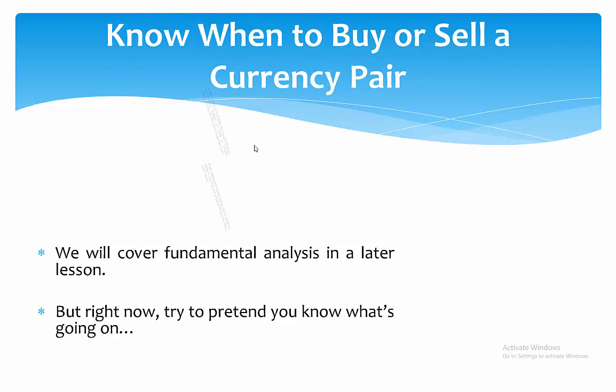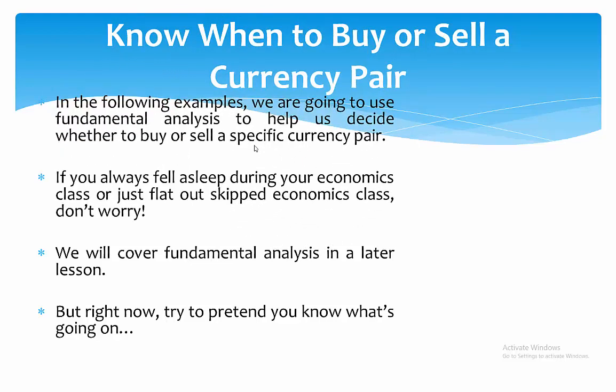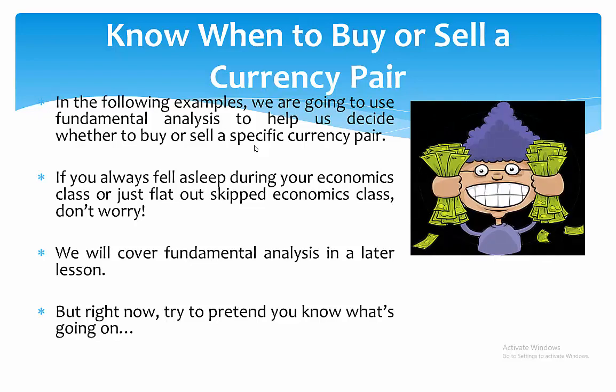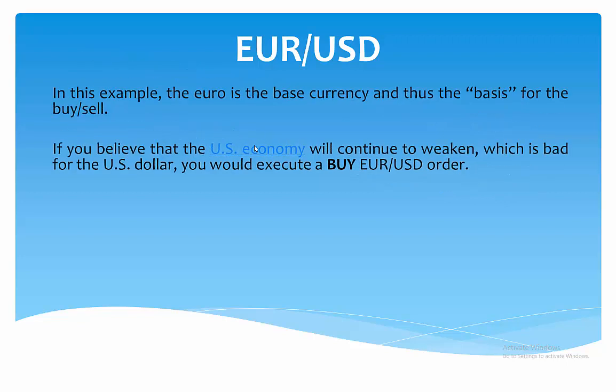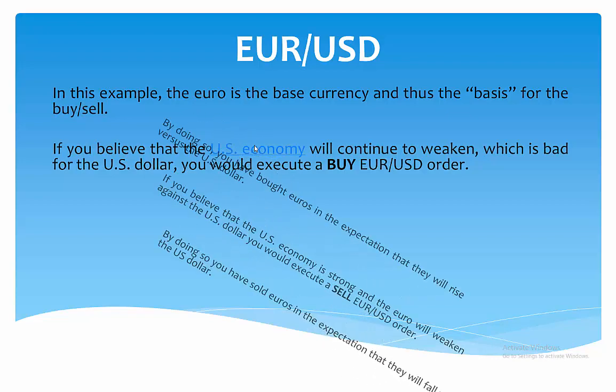Know when to buy or sell a currency pair. In the following example, we are going to use fundamental analysis to help us decide whether to buy or sell a specific currency pair. If you always fell asleep during your economics class or just skipped economics class, don't worry. We'll cover fundamental analysis in a later lesson, but right now try to pretend you know what's going on. Euro versus USD. In the example, the euro is the base currency and thus the basis for the buy or sell. If you believe that the US economy will continue to weaken, which is bad for the US dollar, you would execute a buy EUR/USD order.